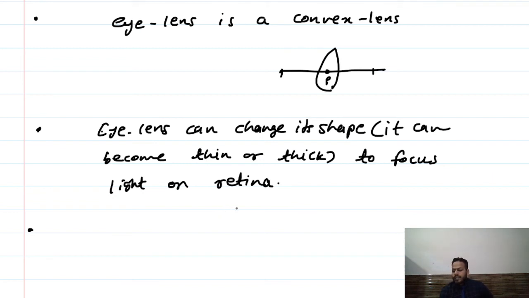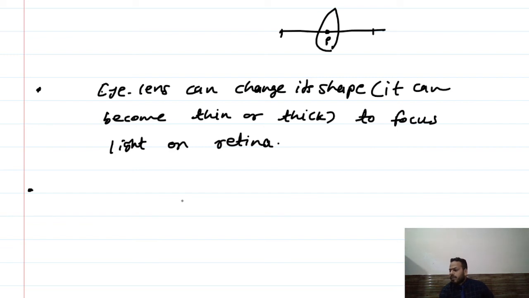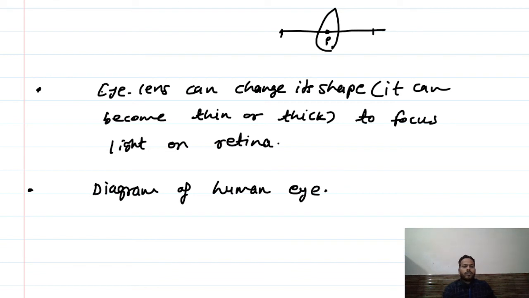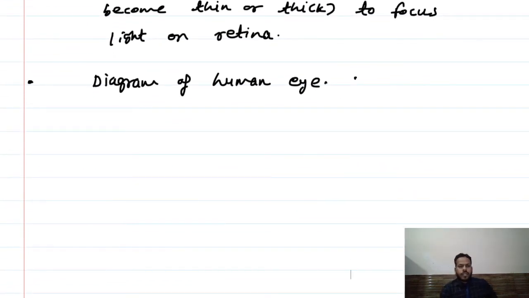So the eye lens is held in position by suspensory ligaments. Before we proceed, let us draw the diagram of human eye or construction of human eye. So that is very important for us. Let us draw the human eye diagram. Generally, it is having such shape. Let me draw. So the front part, there will be front part like this. So here we can draw two coaxial lines like this.